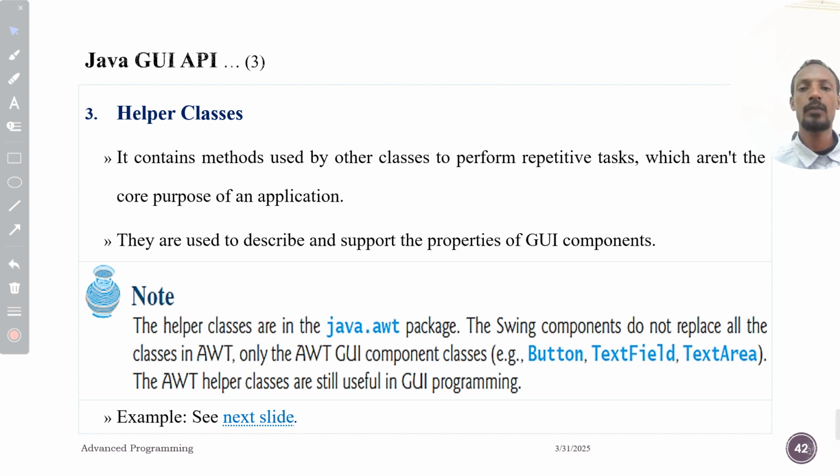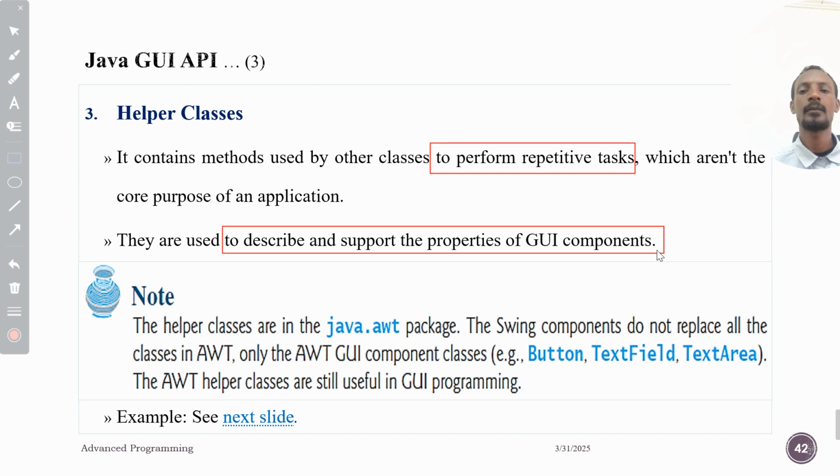Helper classes contain methods used by other classes to perform repetitive tasks, which are not the core purpose of those classes. They are used to describe and support the properties of GUI components. Not only in GUI, the helper classes are still in the package java.awt.